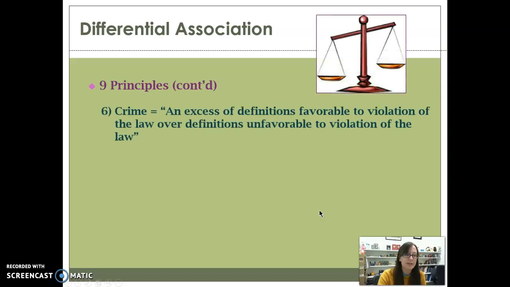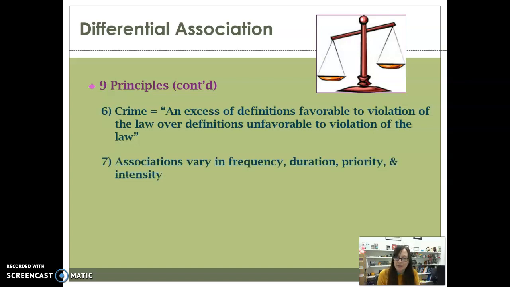The sixth principle is the idea that crime is, and this is a quote, an excess of definitions favorable to violation of the law over definitions unfavorable to violation of the law. That means there's a weighing process. If you have more things in your mind and your value system that say breaking the law is okay, versus things that say we shouldn't break the law, you're more likely to break the law. You're going to commit a crime when you can basically justify it to yourself enough.